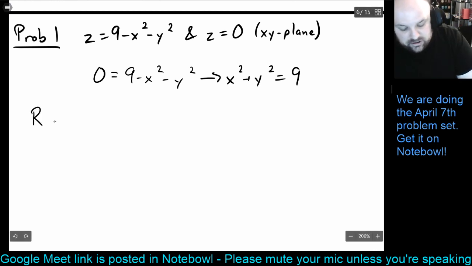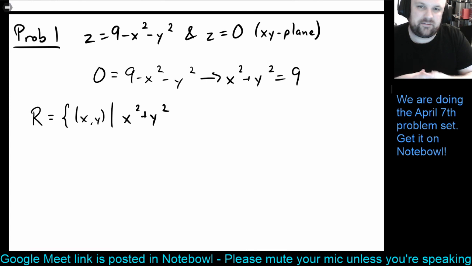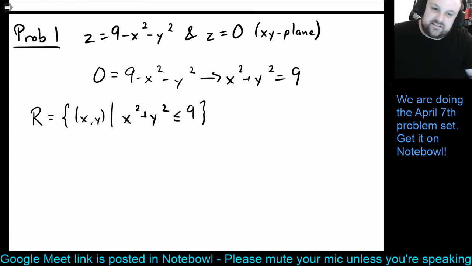And so the region R is going to be your xy values where x squared plus y squared, right? That shape is sort of everything on the circle of radius 3 and inside. So x squared plus y squared less than or equal to 9. And that's the region that we're going to integrate over. It's kind of like the base of the shape, but again, it's the shadow of the shape in the xy plane.